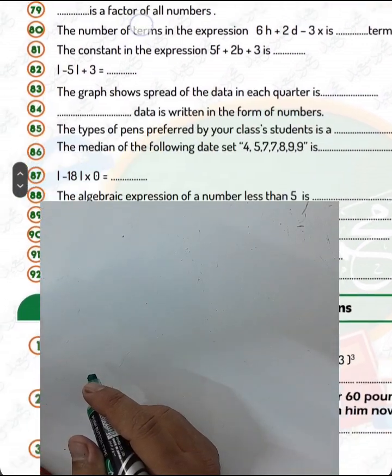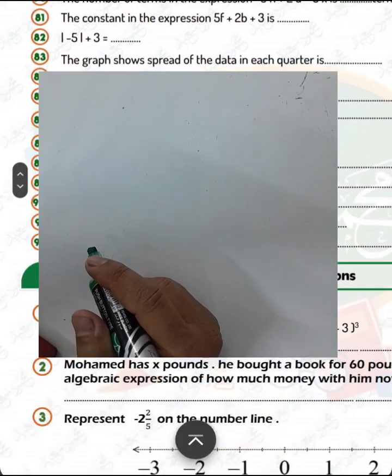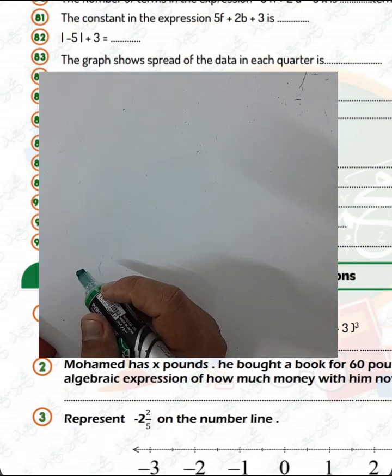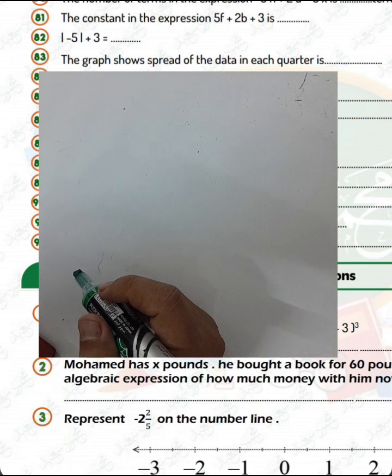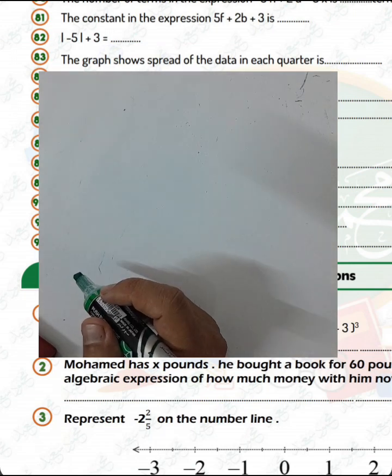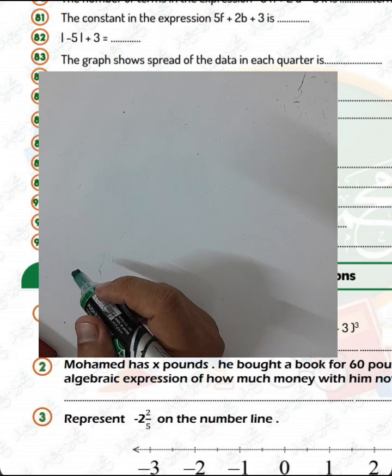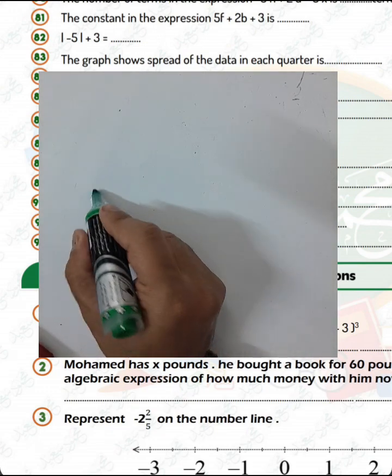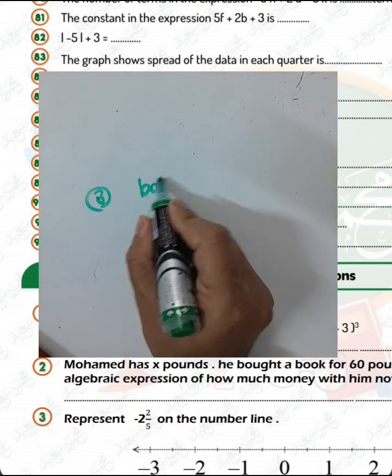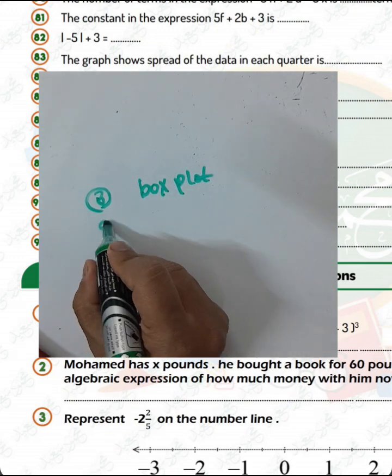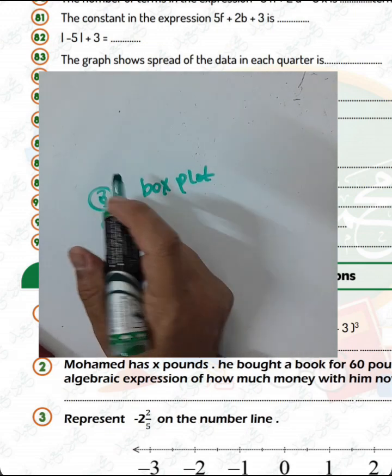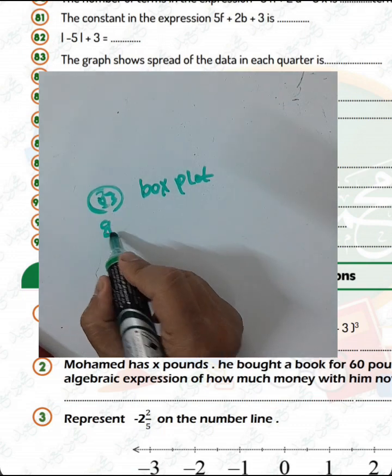Question 83. The graph shows the spread of data in each quarter. We call it a box plot. Use a box plot. Okay. Question 83 and 84.